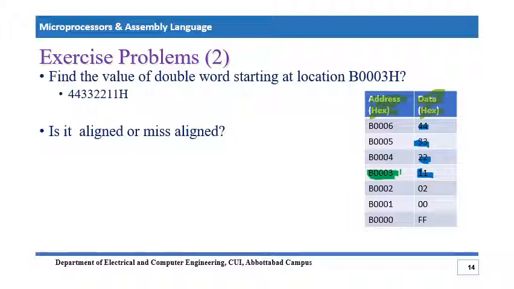Well, the next question, is it aligned or misaligned? We have to go to the least significant byte, which is this one, because it is the starting address or the lower address. Its address is B003 hex, which is odd or even? It is odd, so it is going to be a misaligned double word. I hope I have explained every aspect of aligned and misaligned, the concept and the related terminologies.